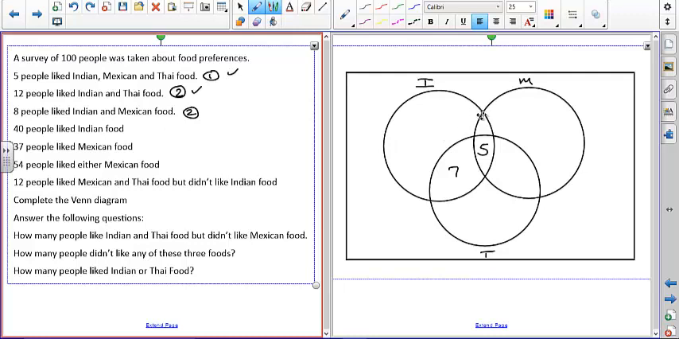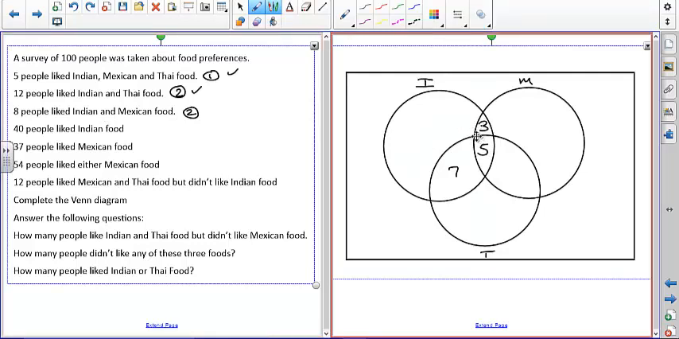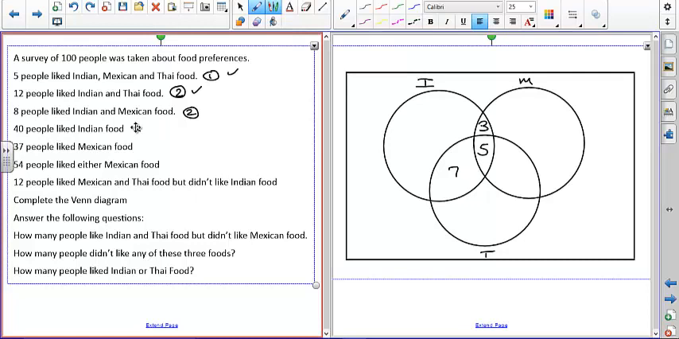Indian and Mexican, that's this football. It has to add up to 8. We already got 5, so this becomes 3. 3 plus 5, the football is 8. Okay, then we can do this third.